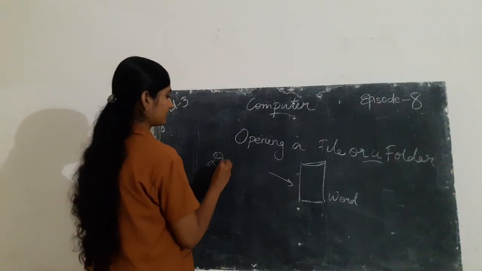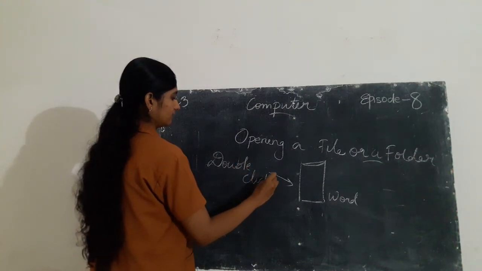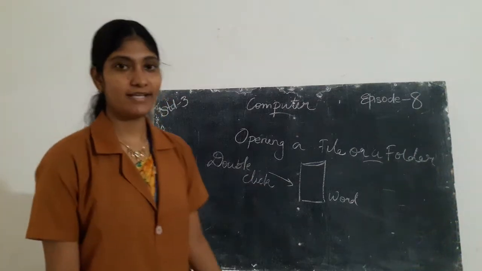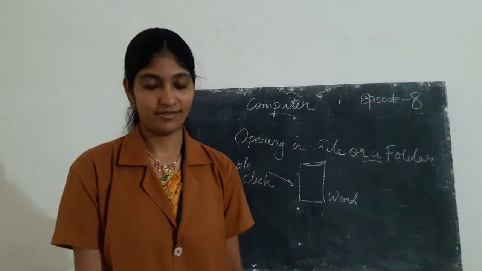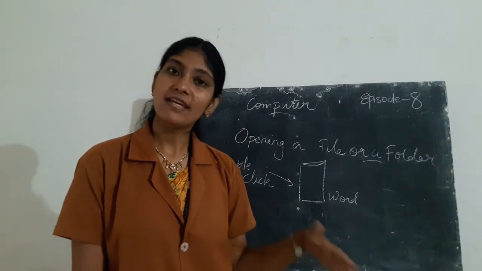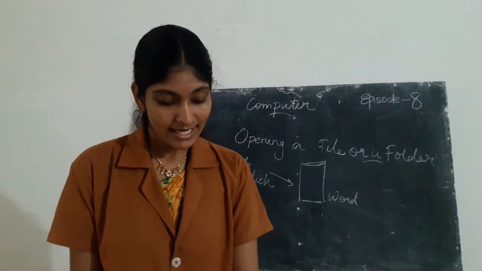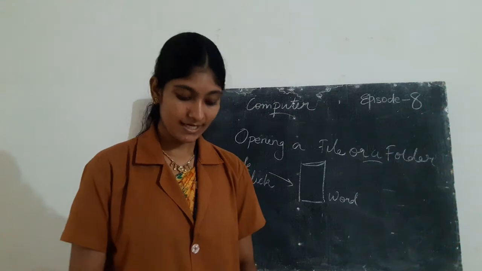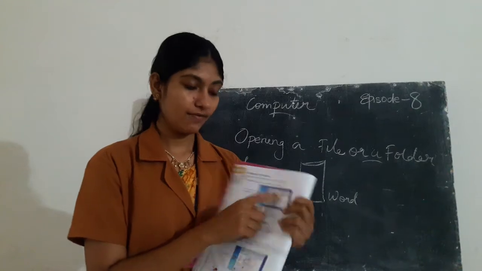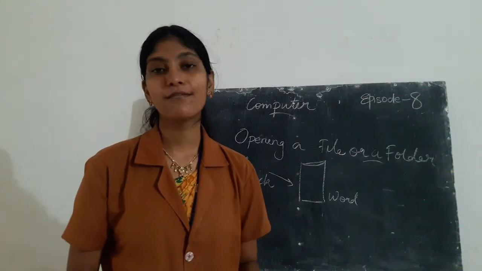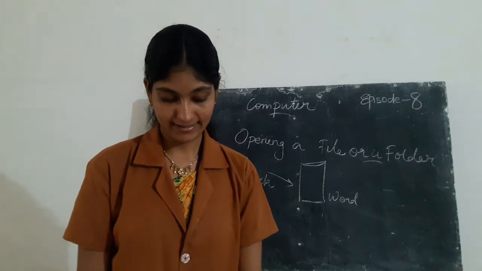Double click on this file. Finally, it will open and we can see the contents placed inside that file. Right? In a similar way we can open the folder by using the mouse. Just double click on it. Right? So here, page number 40: to open the file or a folder in a window, double click on the file or folder icon.